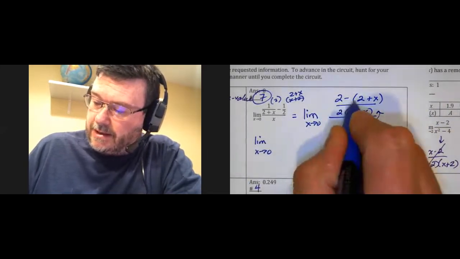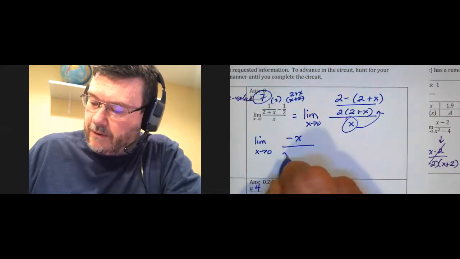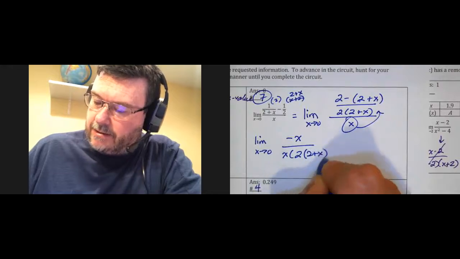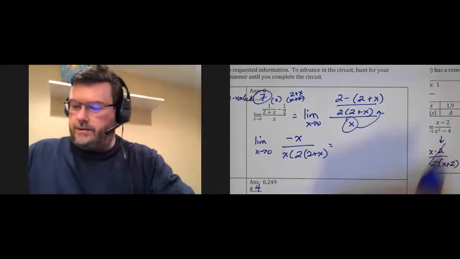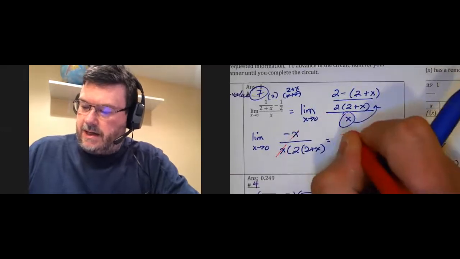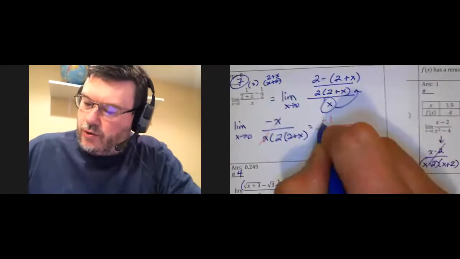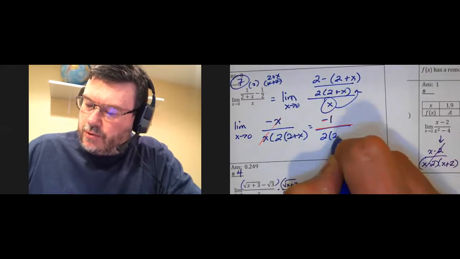And 2 minus 2 plus x is going to be negative x over x times 2 plus x. And if you notice, these are going to cancel. And once those get canceled, you're going to have a negative 1. I'll write it in blue, keep writing it in blue. The negative 1 over 2 times 2 plus x.